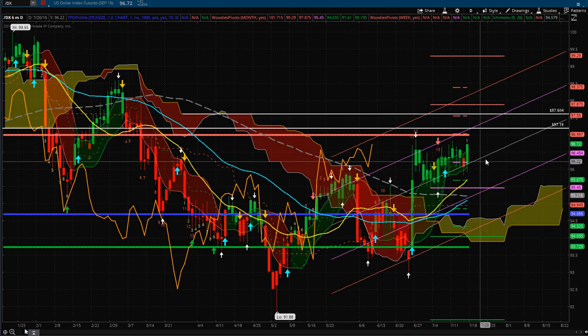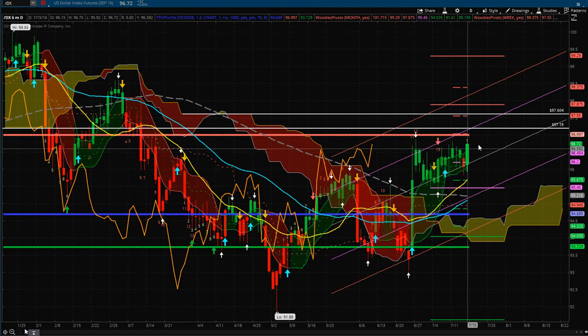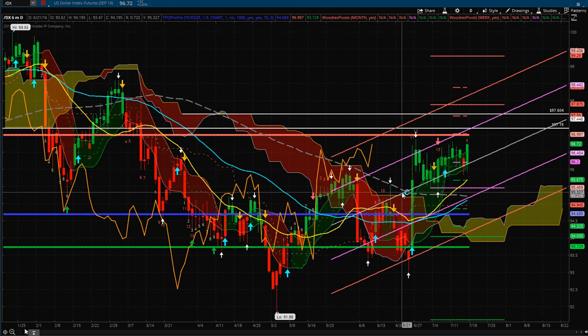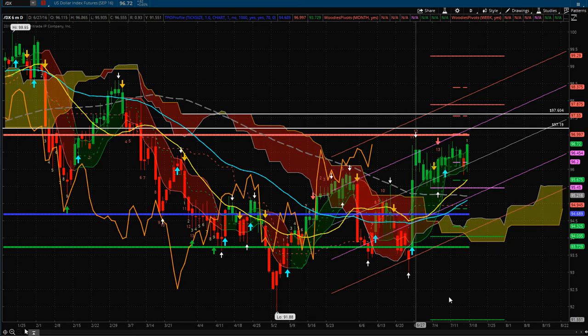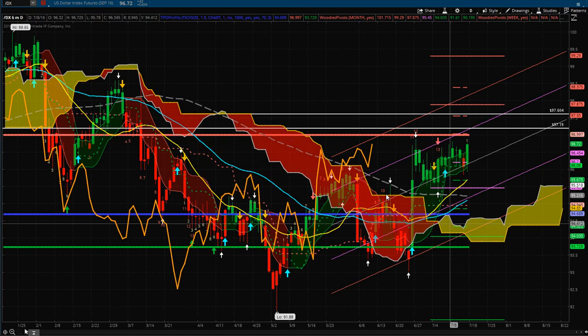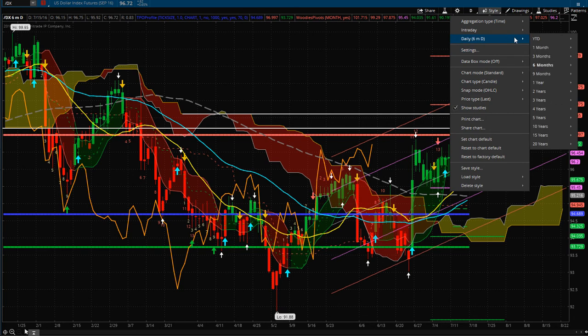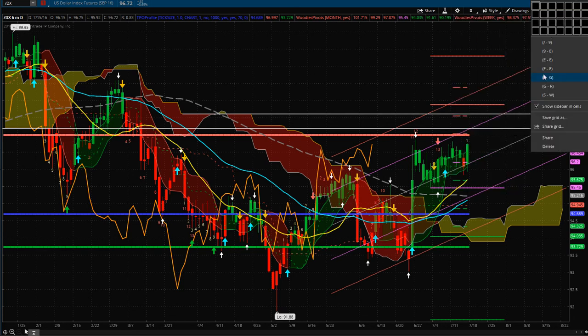Looking at what we call our simple glance on the weekly, you can see the volume right here. There's a lot of sellers right here at the 96.97. So we've got to keep an eye on that. The good thing is that it's above the 20, above the 50, and in the medium term. What is this, the daily? Actually, no, this is the daily. Let's look at the weekly.